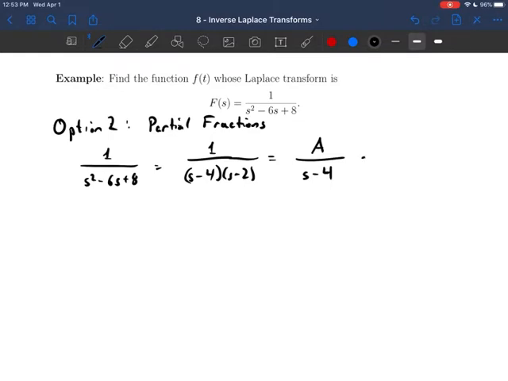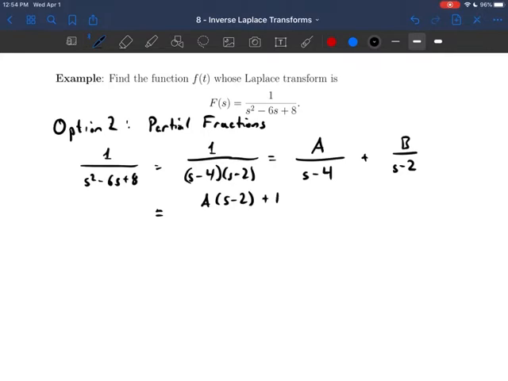And the idea of partial fractions is that this can always be written as something over s minus 4 plus something else over s minus 2. And so let's figure out what those things are. And then these two things that are being added together here, these are easy to find the inverse Laplace transform of. And since the Laplace transform is linear, we can just do the two individual things and then add them up. So how do we figure out what the parts are, what's A and what's B? It's like undetermined coefficients in a way.